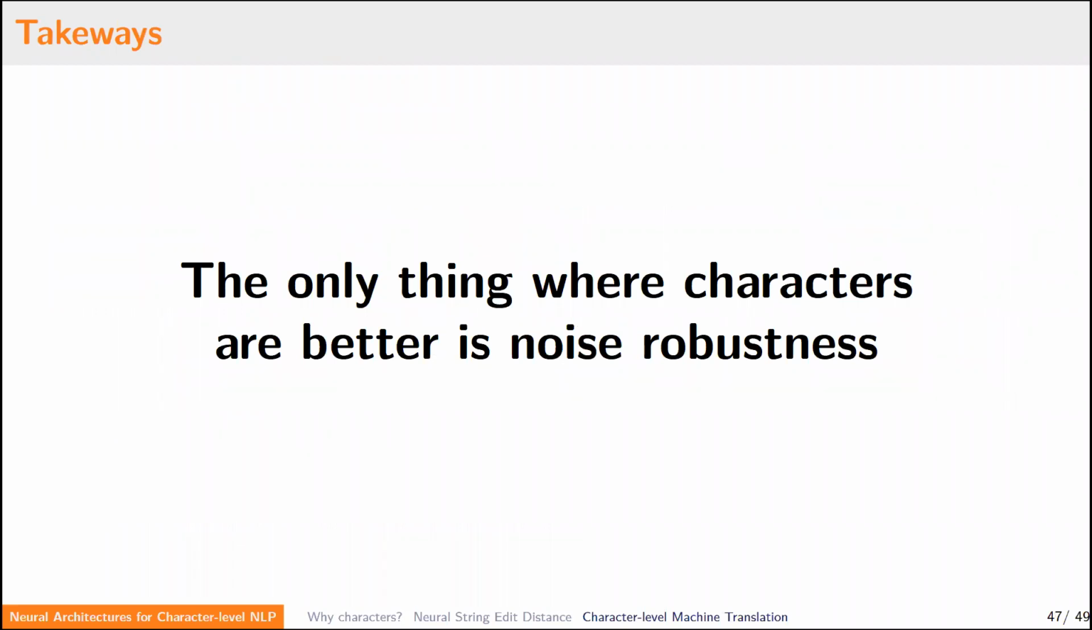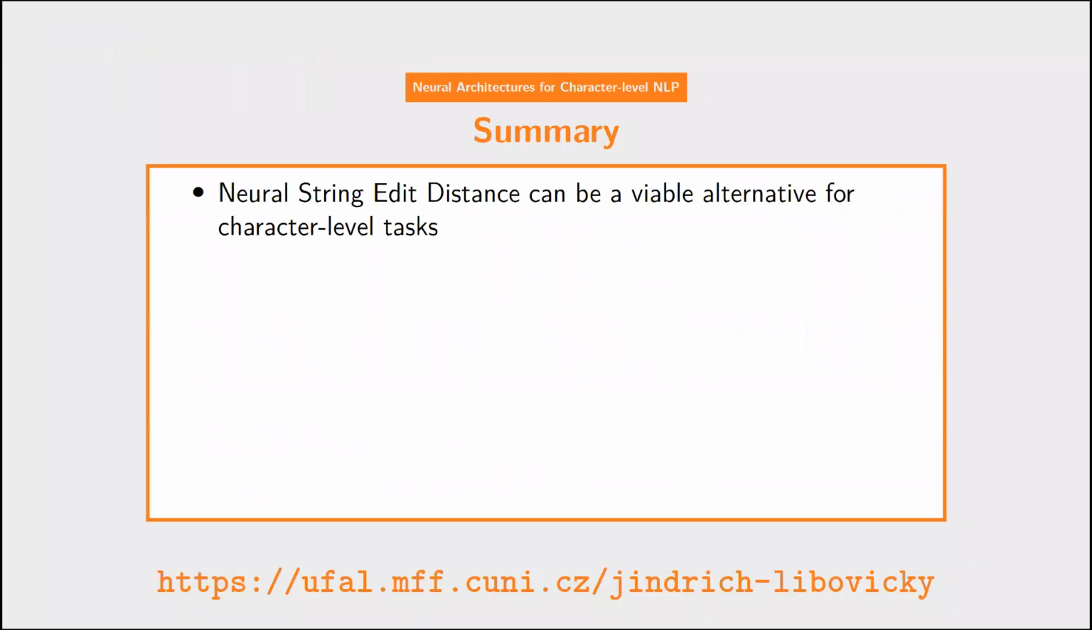So the main takeaway from this experiment is that almost none of the usual motivations for doing character level machine translation, like morphological generalization and domain robustness, is actually true. The only thing why the character level models are better is the noise robustness. And this is basically everything that I wanted to say.